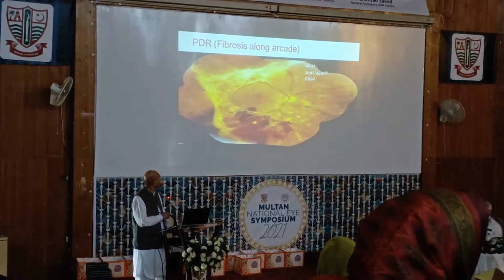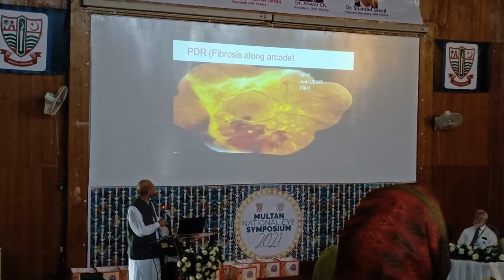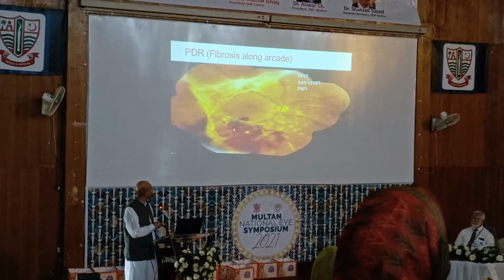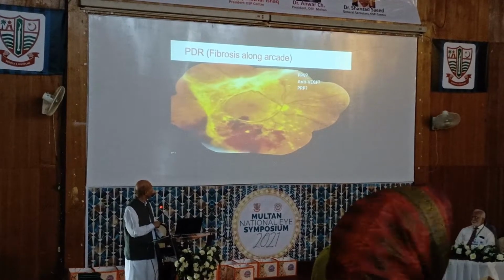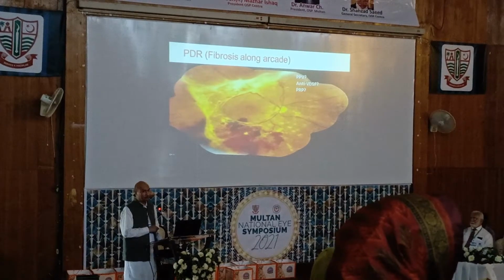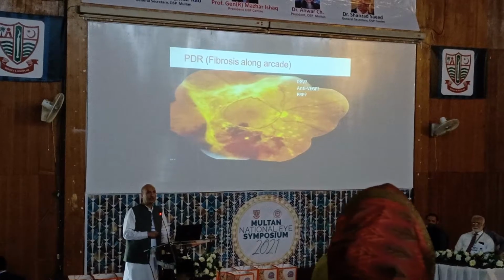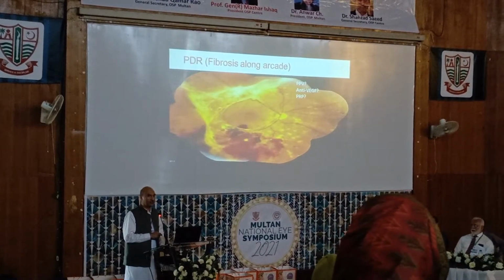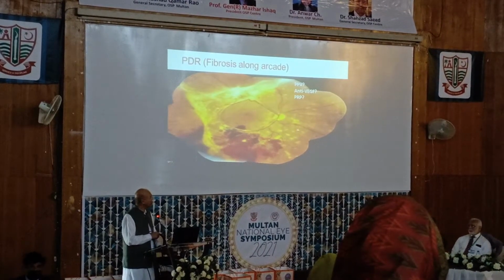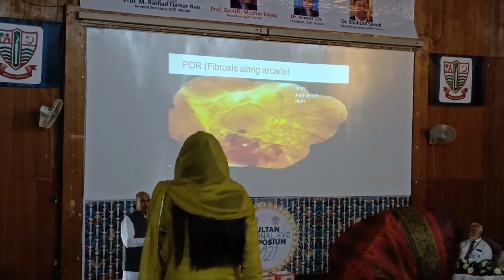This one, vision 6/6, fibrosis. There is some vascular element also, and pre-retinal hemorrhage. Surgery, anti-VEGF, PRP. Go for surgery, 1 or 2 gauge, and further laser in the periphery, away from the fibrosis.